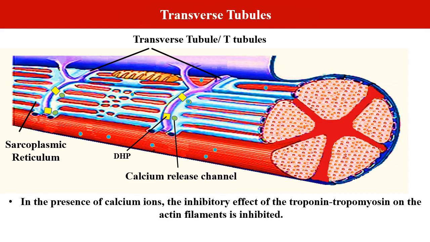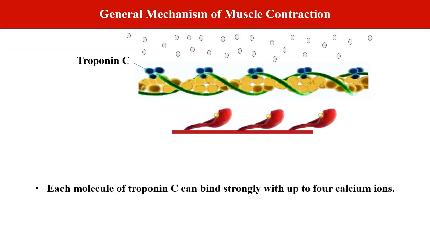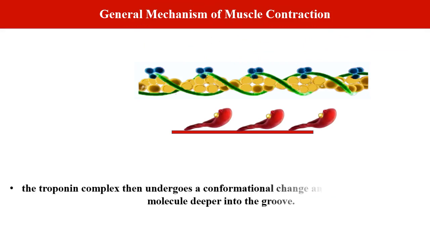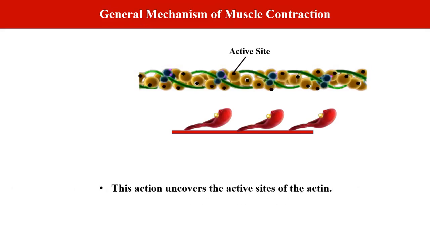In the presence of calcium ions, the inhibitory effect of troponin-tropomyosin on the actin filaments is inhibited. The mechanism of this inhibition is not known, but one suggestion has been presented. Each molecule of troponin C can bind strongly with up to 4 calcium ions. The troponin complex then undergoes a conformational change and moves the tropomyosin molecule deeper into the groove. This action uncovers the active sites of the actin.